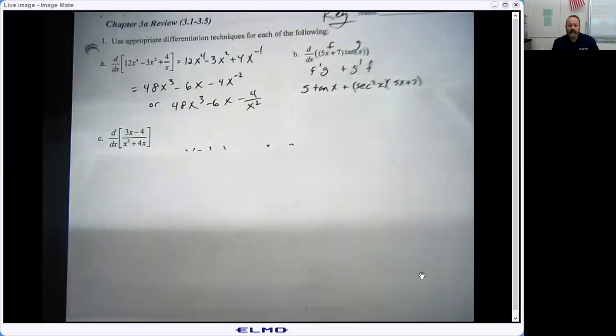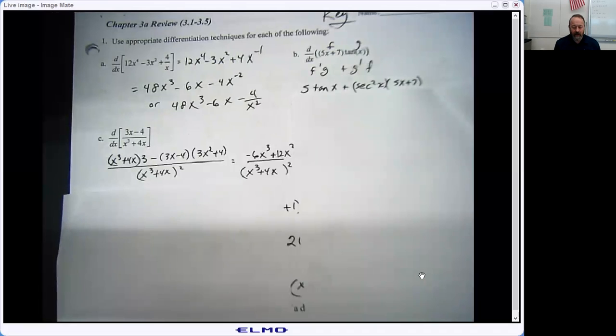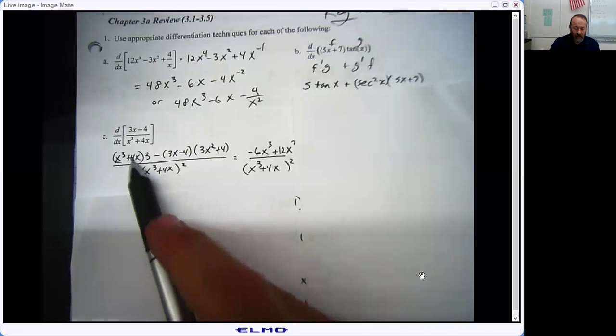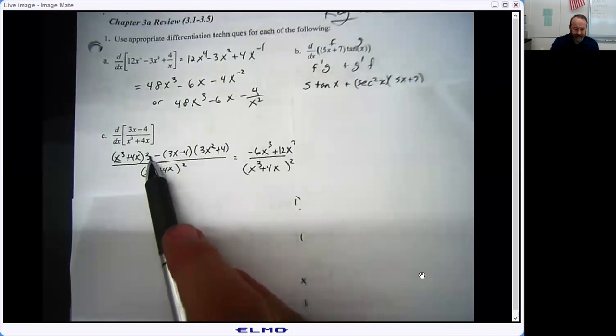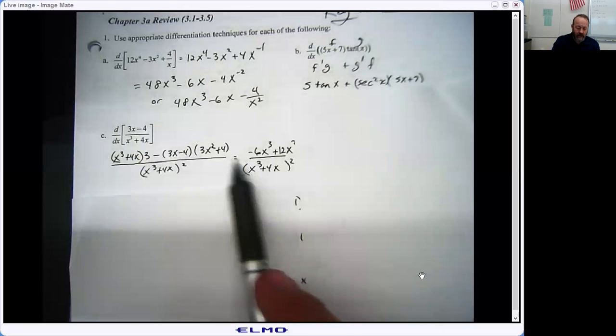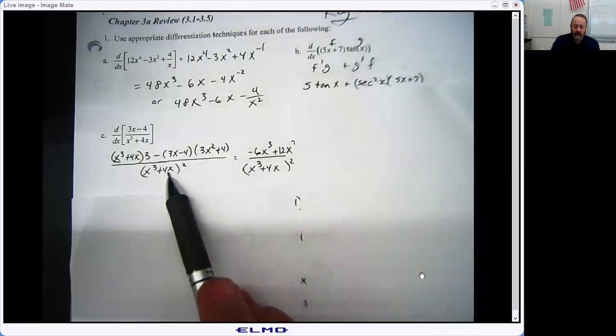Now, I've got no choice. I'm going to have to do a low d high. So we're going to do a little bit of a low d high minus a high d low. We're going to square the bottom, and away we go. So I went through that process. Here comes my low. My d high is 3. High is right here. D low is there. And then I squared the bottom.